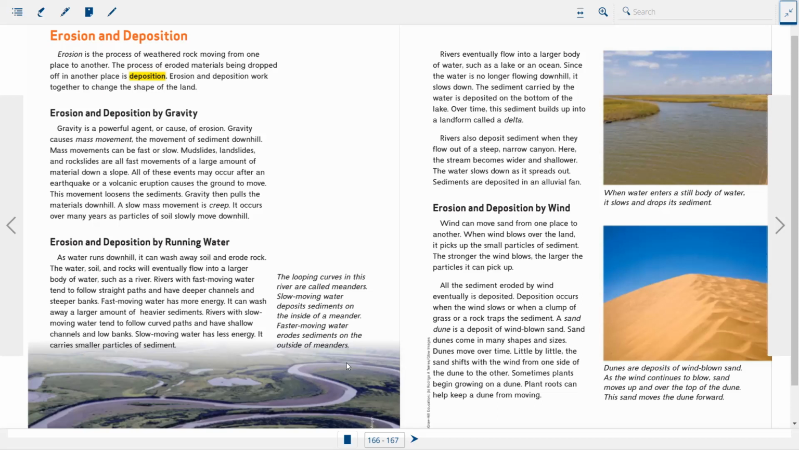So it can be either fast moving, like a landslide or a mudslide, or it could be a slow moving downward motion that we call a creep.